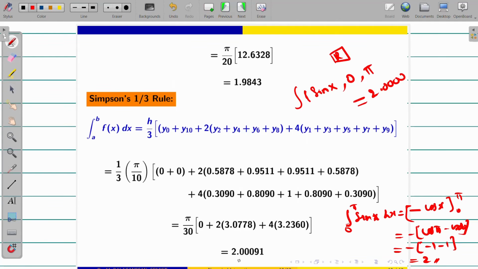Look at that, what is the answer we are getting? 2.0009. Trapezoidal was 1.99. Trapezoidal error will be more. Simpson one-third will be nearer to the exact, maximum nearer to the exact, compared with the 1/3 and 3/8 rules. That's it, guys. This is the way to do the cross check.